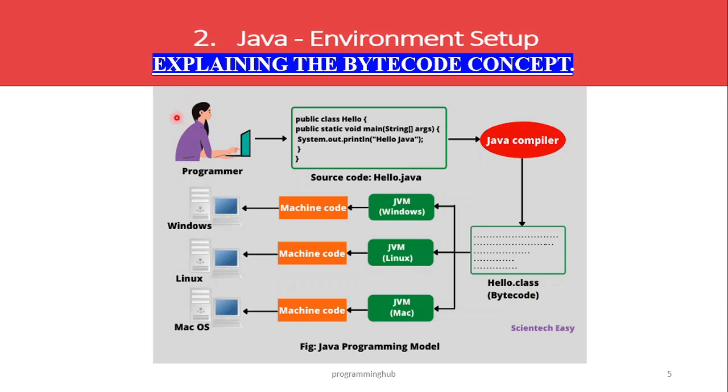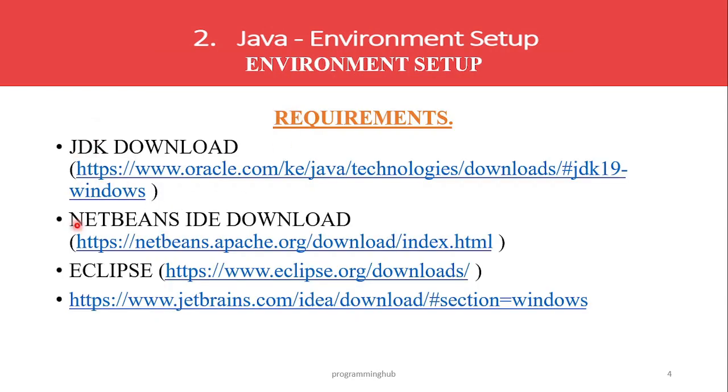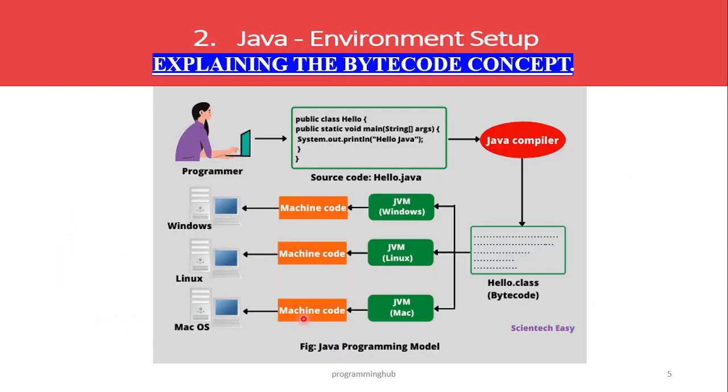This is a diagram I've taken from the website, and it is going to help us a lot in explaining this. Assume this is you, a programmer. You've opened one of your favorite text editors or IDEs, and you are keying in this simple program, which is supposed to display the word Hello Java on the console screen. Remember, you've written it in your IDE or text editor.